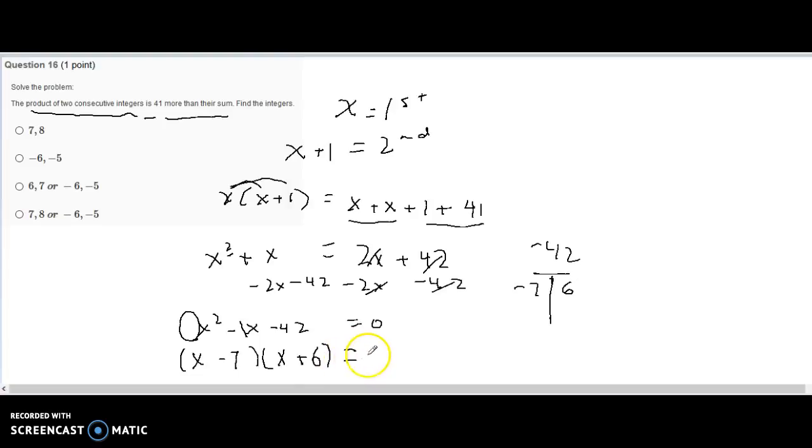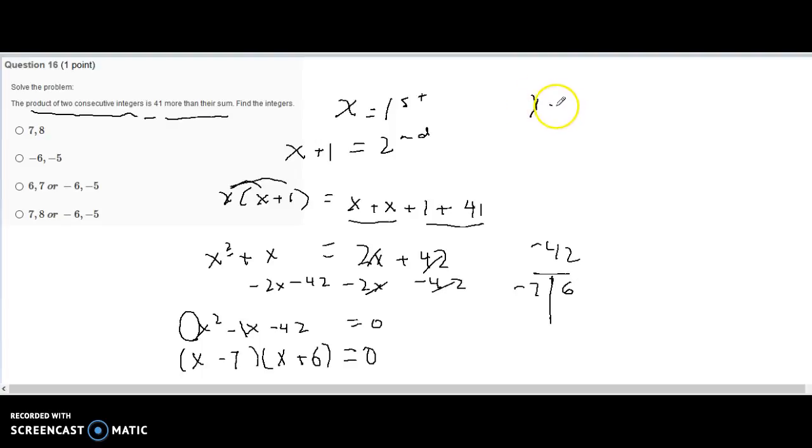And like I mentioned with the previous problem, I highly recommend that you double check your work by using the distributive property and making sure that what you have here does indeed match up to what you have here. I'm not going to take the time to do that now though. Let's just go ahead and move to using the zero product property.